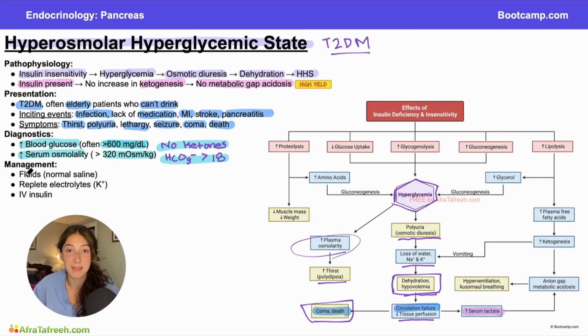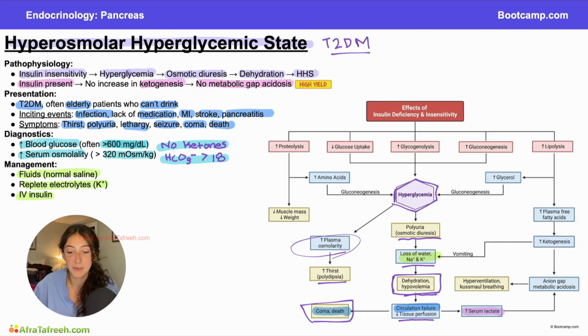Moving on to management, the management of HHS, because this is primarily a dehydration problem, is first and foremost fluids. So give your patient normal saline, make sure you start them on fluids, and then we are going to need to replete their electrolytes. They could be losing sodium and potassium, other electrolytes along with water, so it's important to replete those as well. Certainly make sure that you replete the potassium before you start them on IV insulin, as insulin causes potassium to shift into cells and could cause a dangerous hypokalemia leading to arrhythmia if you're not careful. So fluids, electrolytes, and then insulin to treat HHS.